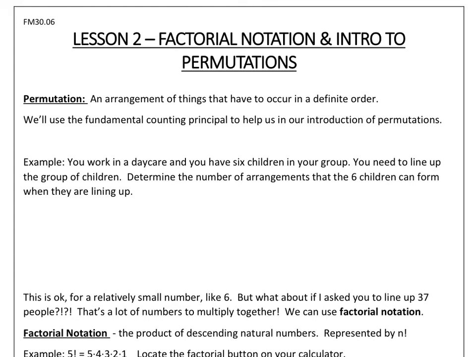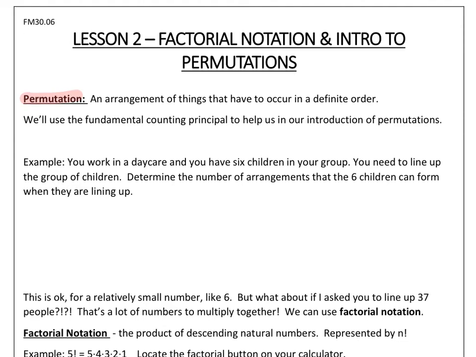Welcome to Lesson 2 on Factorial Notations and an Introduction to Permutations. In this lesson, we're going to talk about what a permutation actually is and how we can use something called factorial, a new button on your calculator, to help us more quickly evaluate these expressions.